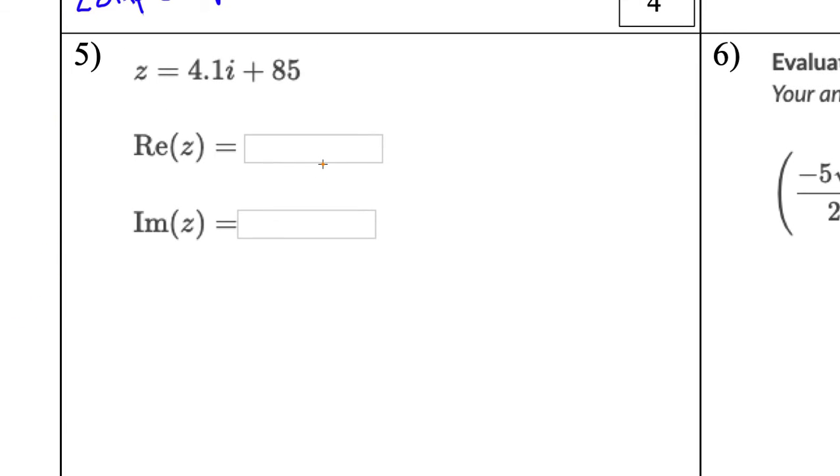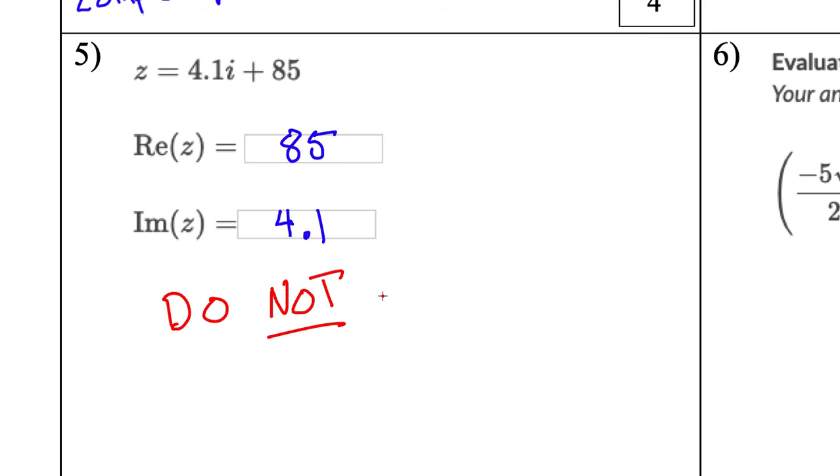Identify the real component and the imaginary component. Again, the imaginary component is the thing that's attached to the i. That's not i. The imaginary component does not include i. The imaginary component is just 4.1. The real component is 85. Done. If there are negatives, include the negatives in here as well. Do not put the i. I will write that in all red, all caps. Do not put the i.